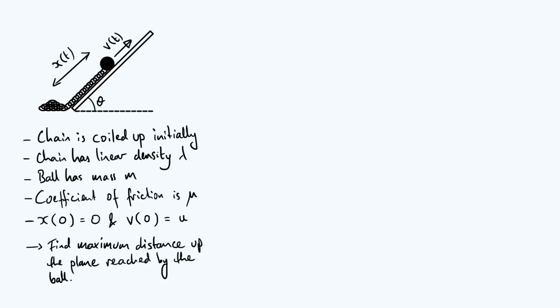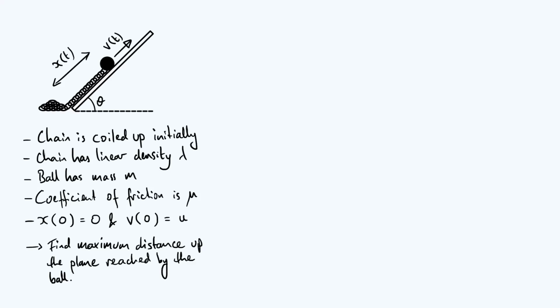Hi everyone, let's get straight into the setup for today's problem. So we have a rough inclined plane making an angle theta to the horizontal. And at the very base of that rough inclined plane, we have a chain resting on a horizontal surface. And the chain is coiled up into a pile. That's this thing here that you see on the diagram. Very important to notice that it's not initially stretched out, it is coiled up.